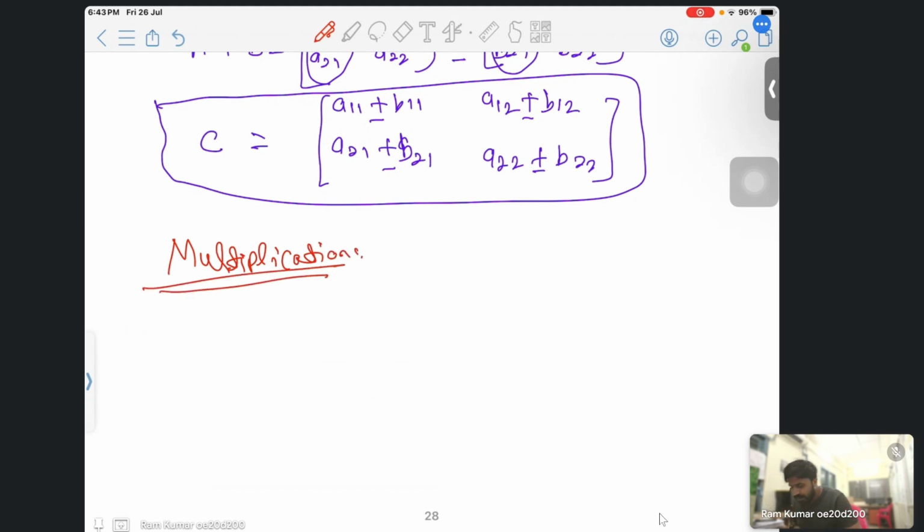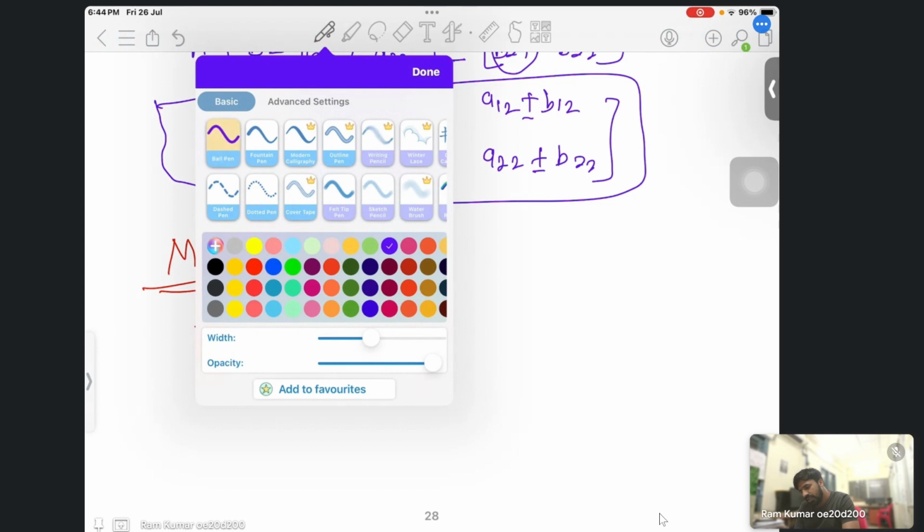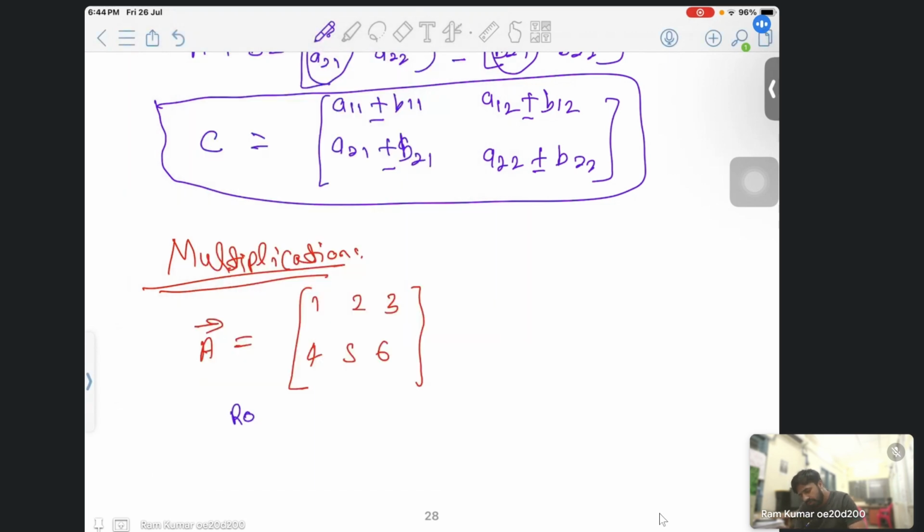So, multiplication. Let me show you by example, so that will be good for you. We have matrix A: 1, 2, 3, then 4, 5, 6. How many rows does it have? It has 2 rows and 3 columns. So the size will be rows by columns: 2 by 3.